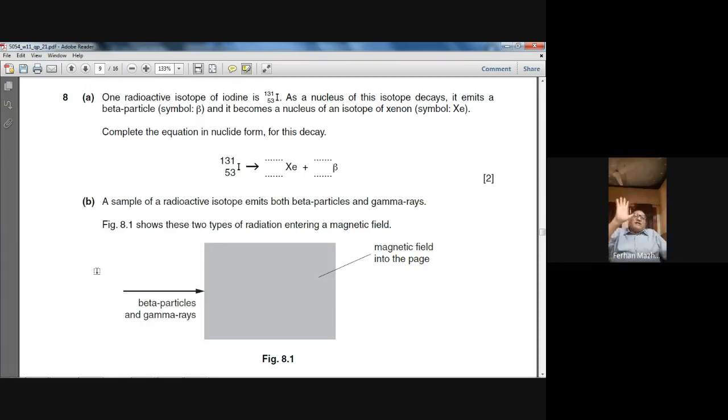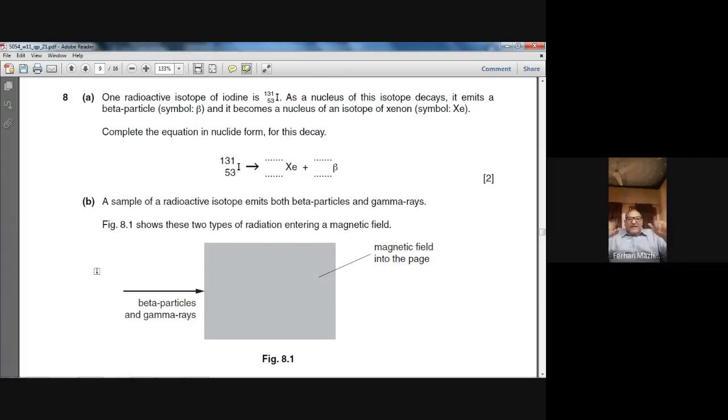You know, whenever a beta decay happens, whenever a beta particle is given out, the daughter nucleus will have one extra proton in it. The proton number in the daughter nucleus will be one more than the proton number of the parent nucleus. So if the parent nucleus has 53 protons, the daughter nucleus will have 54 protons. That is the signature of the beta decay.